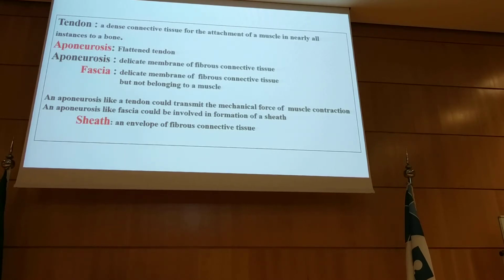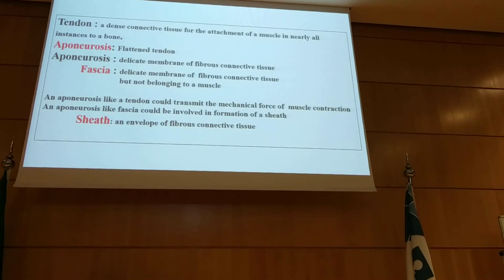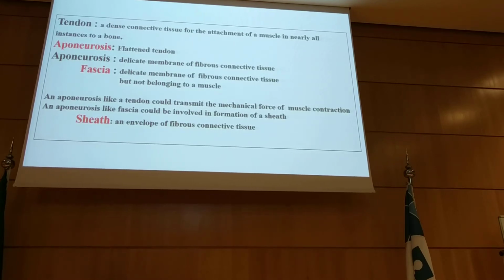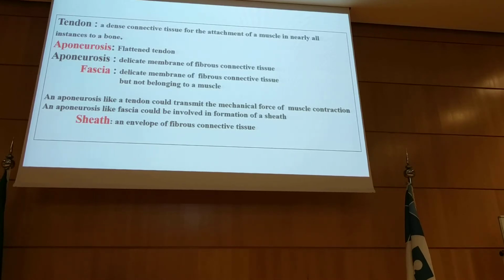So what's fascia? Fascia is also delicate membrane of fibrous tissue. So there is similarity between fascia and aponeurosis. In fact, an aponeurosis has got similarity to a tendon, at the same time similarity to fascia. Fascia is a delicate membrane. Our bodies are filled with fascia.